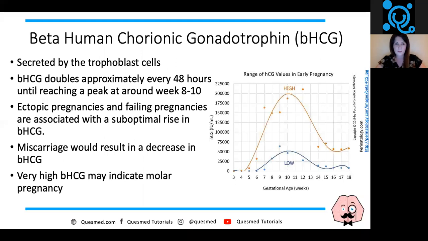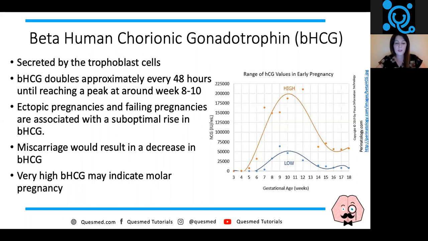So let's talk about beta HCG, beta human chorionic gonadotrophin. It's a bit of a mouthful. This is a substance secreted by the trophoblast cells in early pregnancy and functions to maintain early pregnancy. As you can see by the graph there, it rises exponentially in early pregnancy and at least doubles every 48 hours until reaching a peak at week 10. Ectopic pregnancies and pregnancies that are failing or resulting in a miscarriage are associated with a suboptimal rise in HCG. And you can see that on the graph there with the blue line, that's a suboptimal rise. A miscarriage would result in a decrease of HCG.